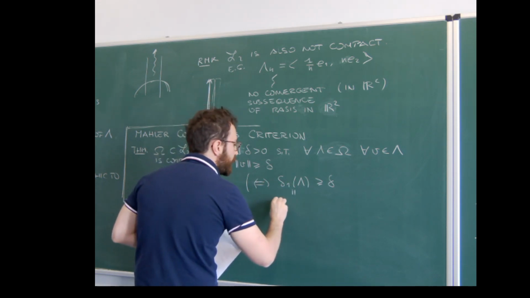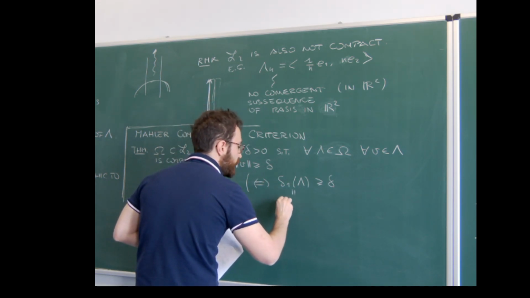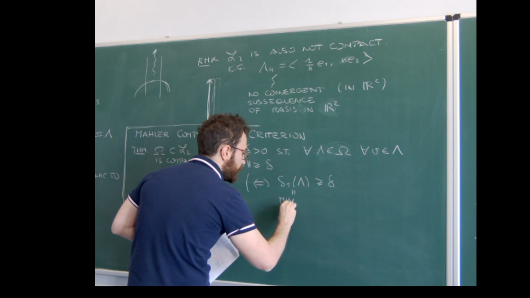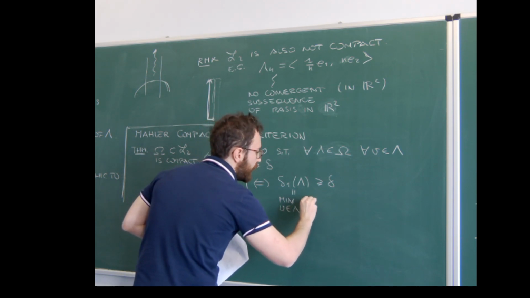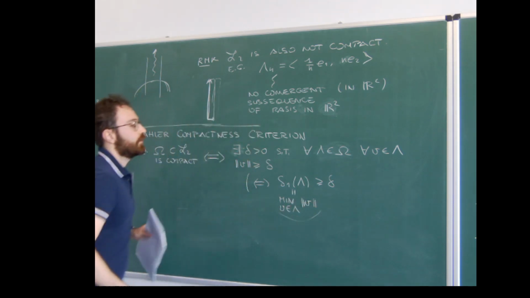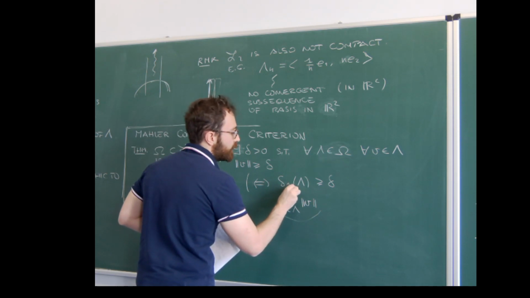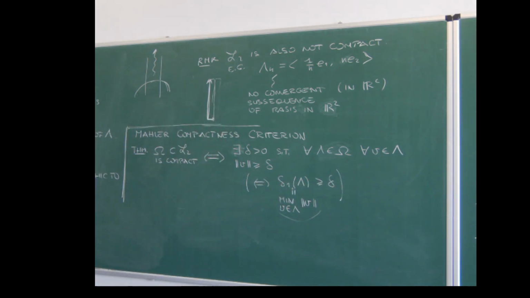where delta 1 is by definition the minimum for v in lambda of the length of v. Okay, so I give this as a definition. I call this the first minimum. Yes? Maybe we also want it to be a closed set? Or instead of compact, yes, compact.